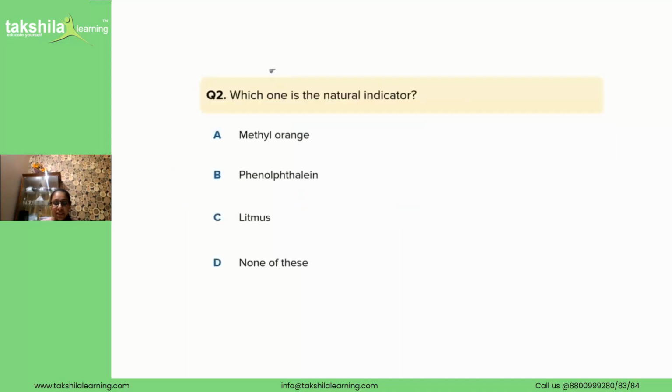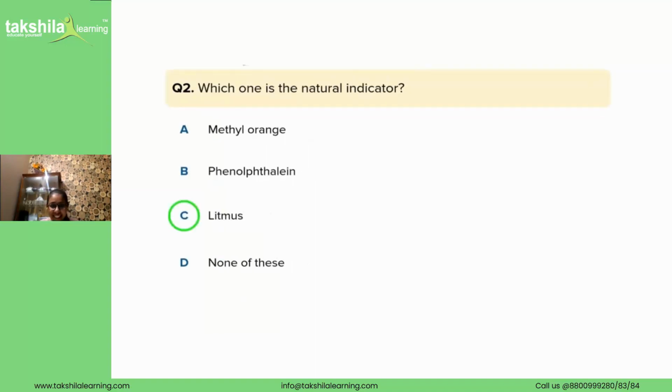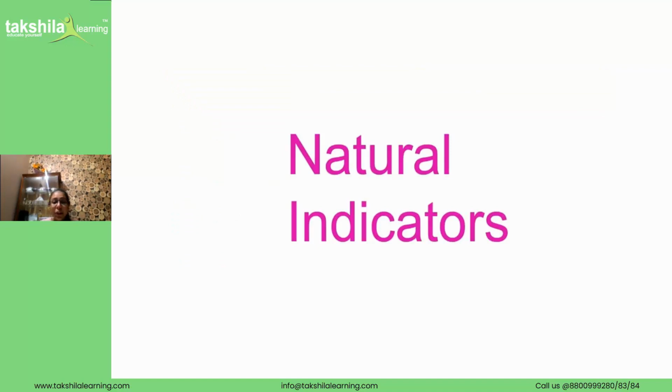Then we have, which of the following is a natural indicator? So what were the natural indicators? I told you they were litmus, turmeric, red cabbage, china rose. So which one of these can be a natural indicator? Methyl orange is a synthetic indicator, phenolphthalein is again a synthetic indicator, and litmus is a natural indicator. So the answer for this would be litmus. Now, we'll read both the indicators in detail, but for today, we'll be reading natural indicators.